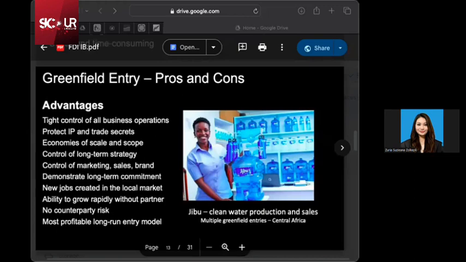Okay, and then lastly is planet. So you have a responsibility to take care of the environment as well. And then ability to grow rapidly without partner. So you have much control over that without having to comply with a partner. In terms of partnership, it can cut much cost because you don't have to have a decision making agreement with the partner. Okay, that one is less time consuming in making decision because you have full control. Most profitable long run entry model.